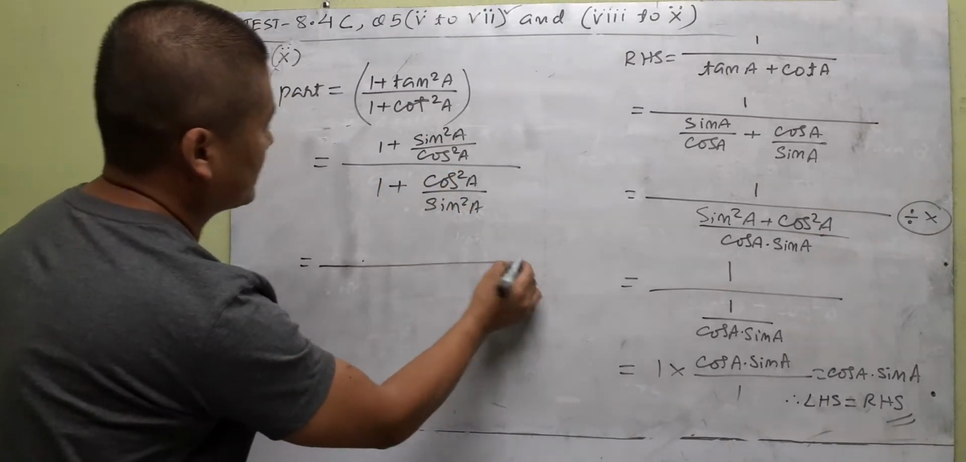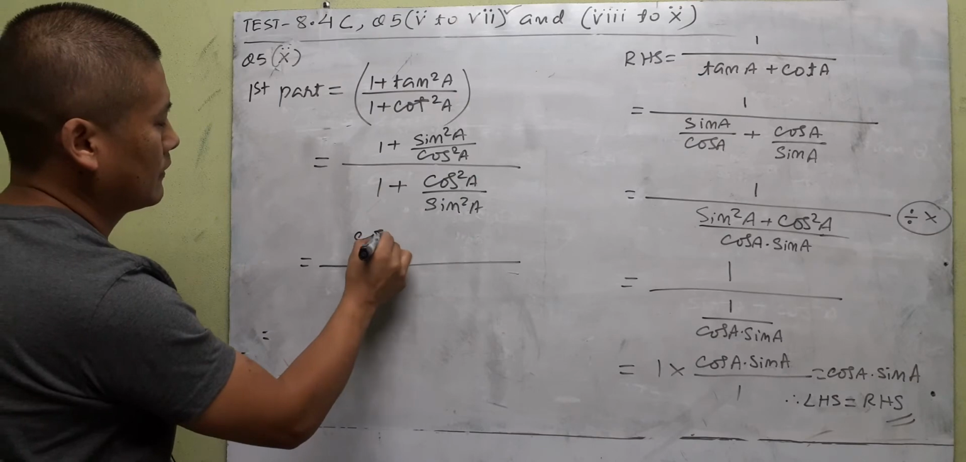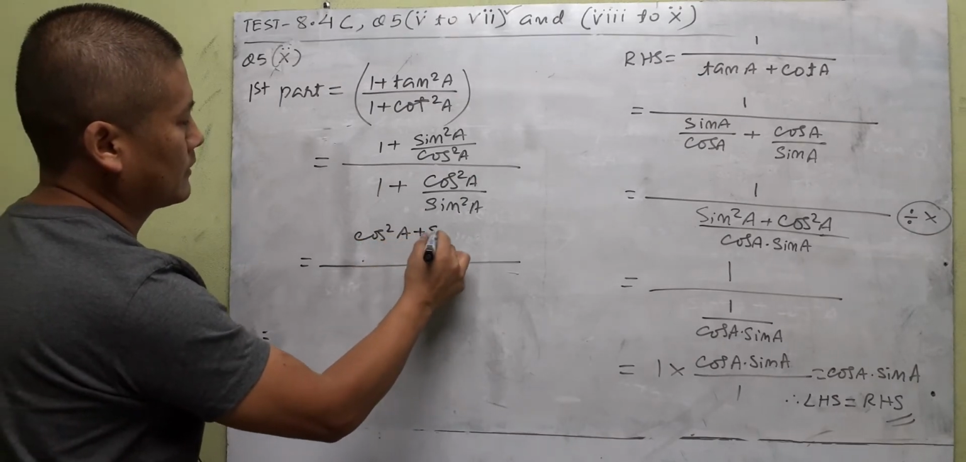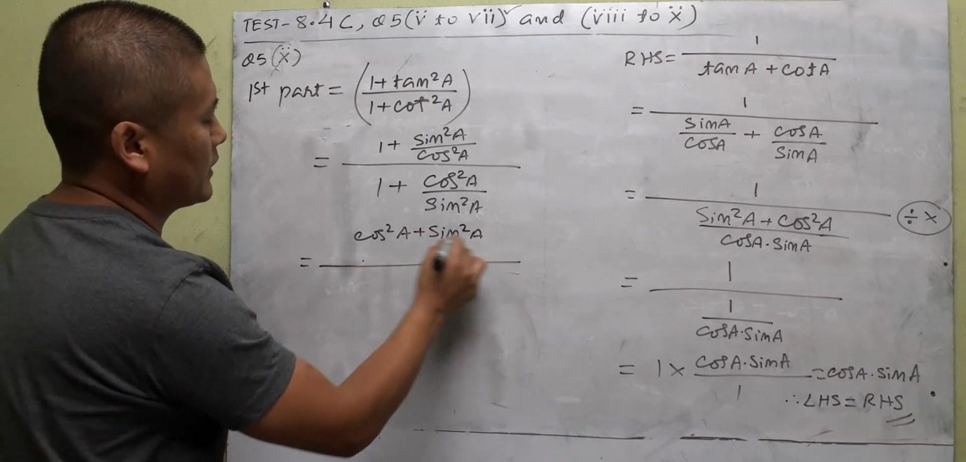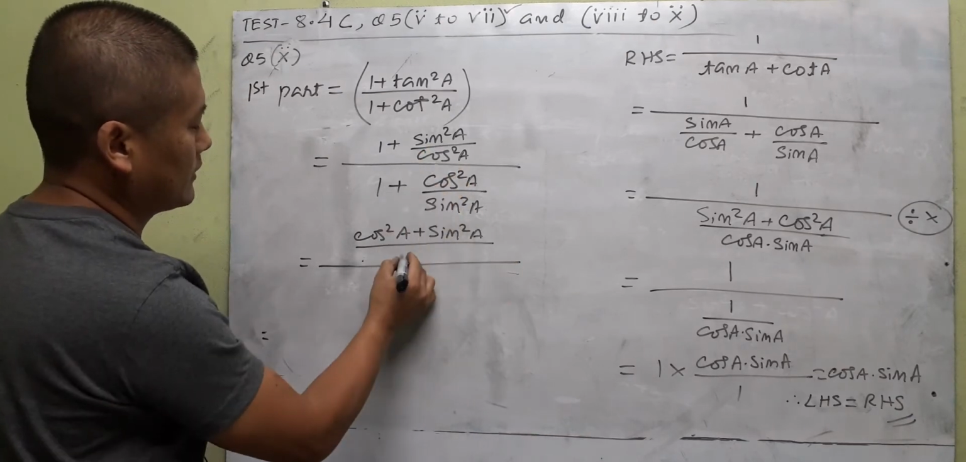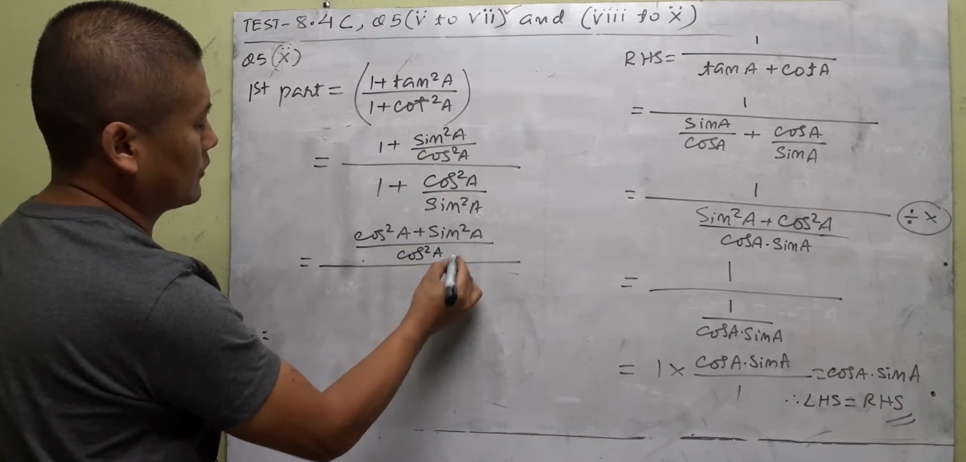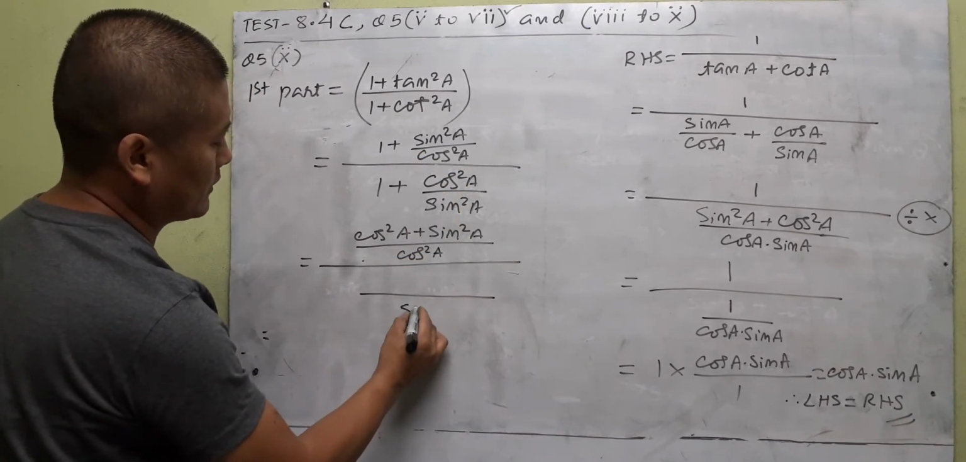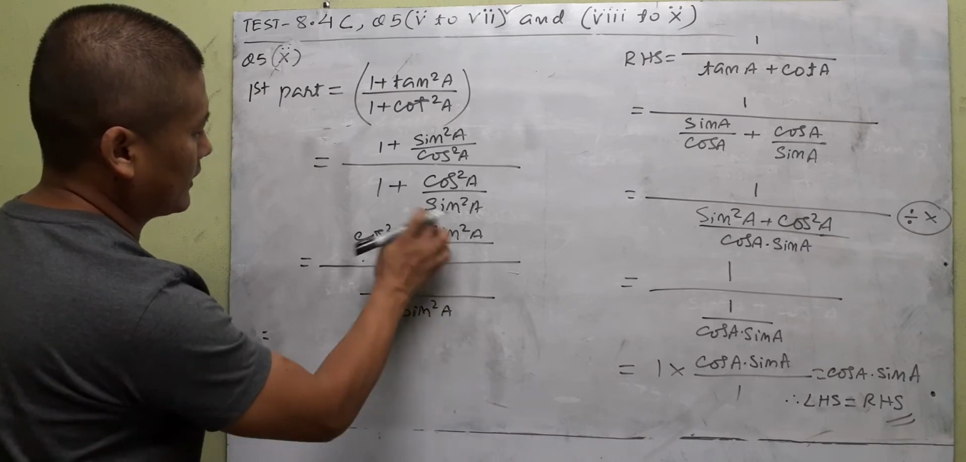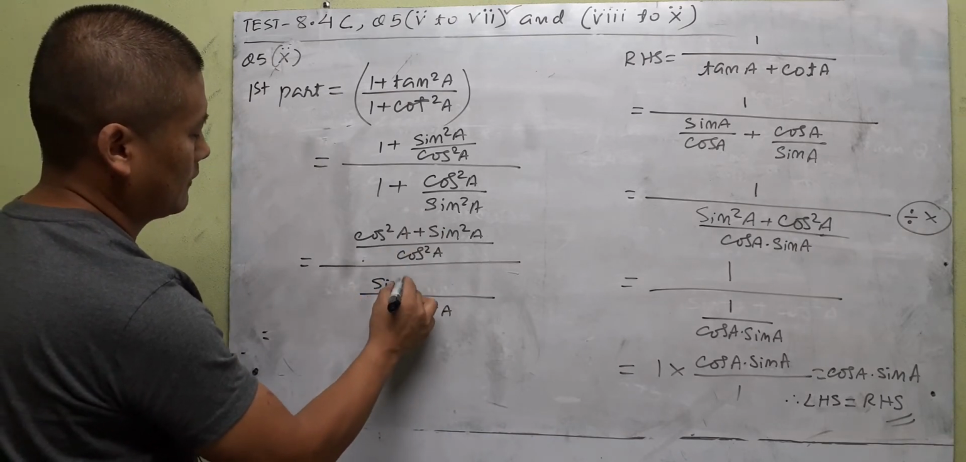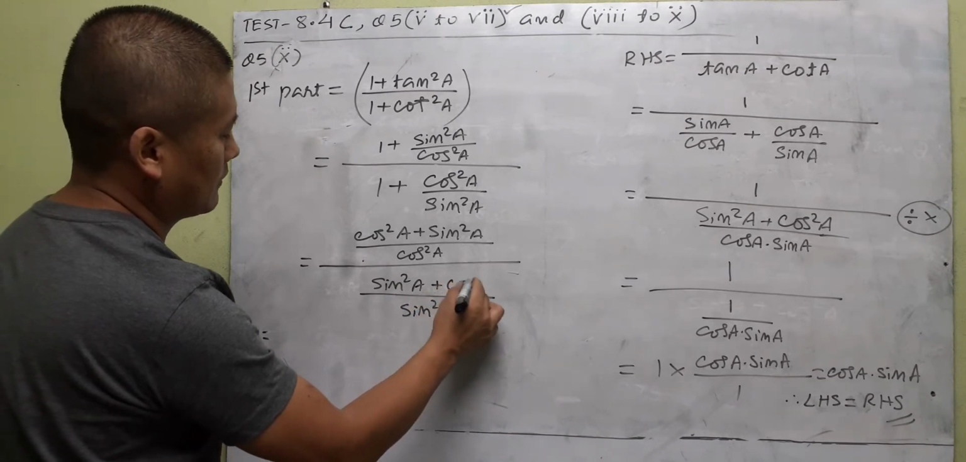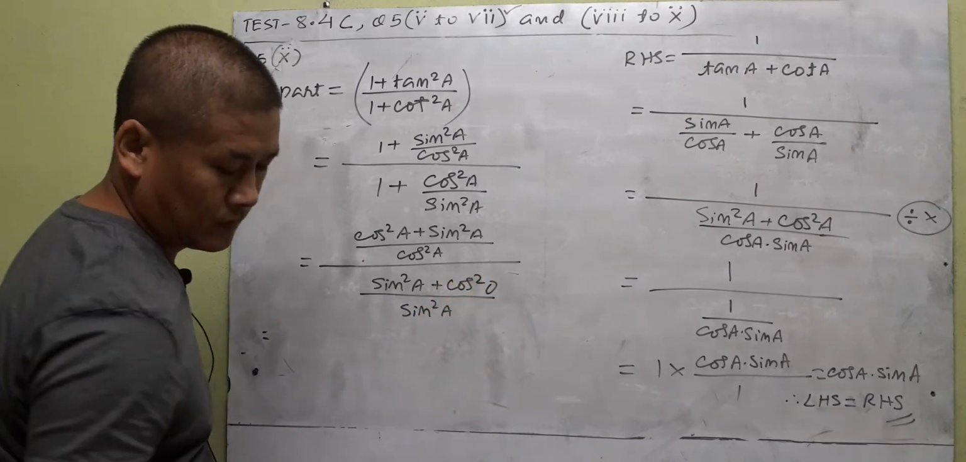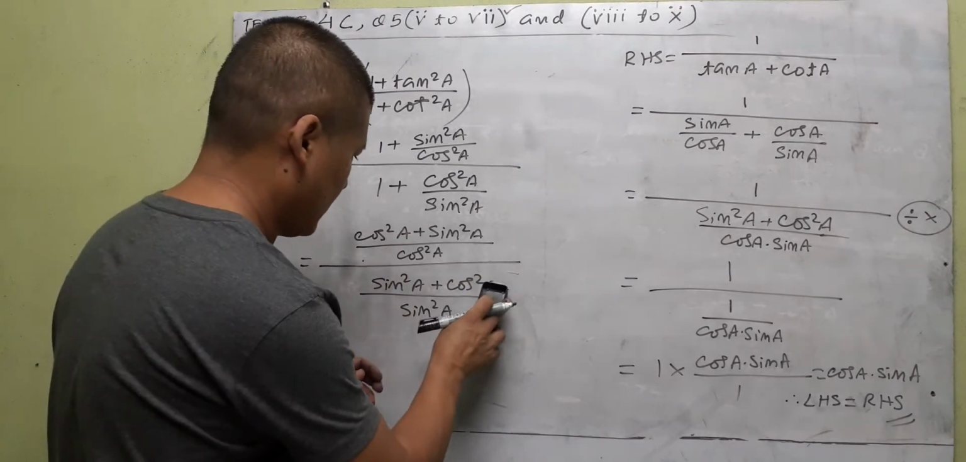Put the long line first, and cos square A into 1 is cos square A plus, this one will be same, sine square A by LCM is cos square A. Do the same thing down here, LCM is sine square A into 1 is sine square A plus, this will be same, cos square A. So let us do that.